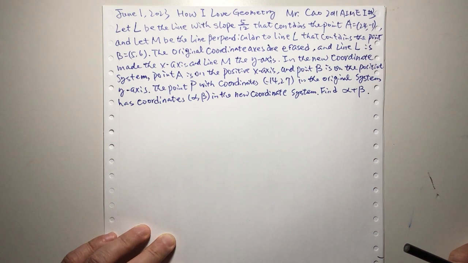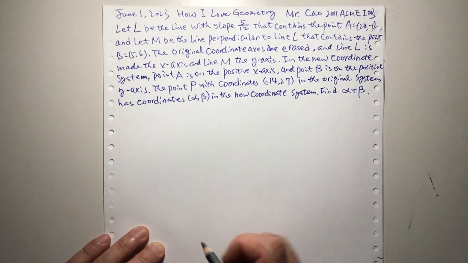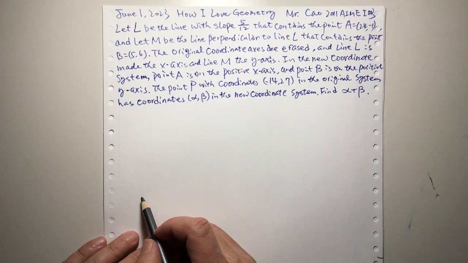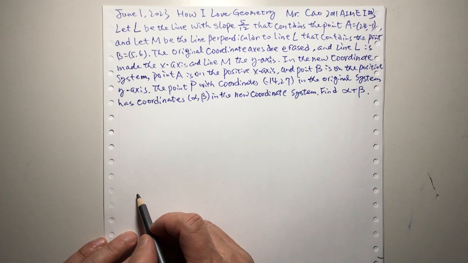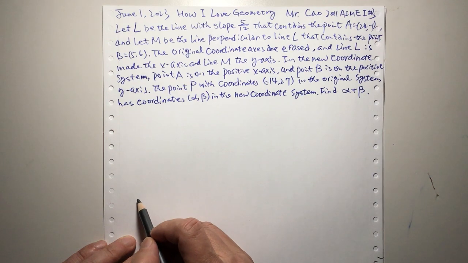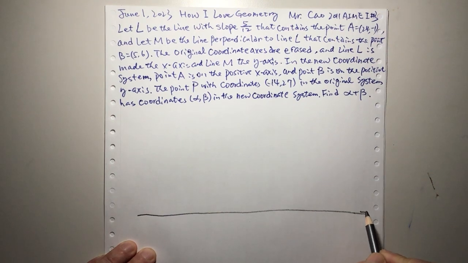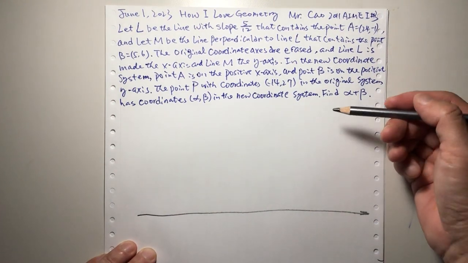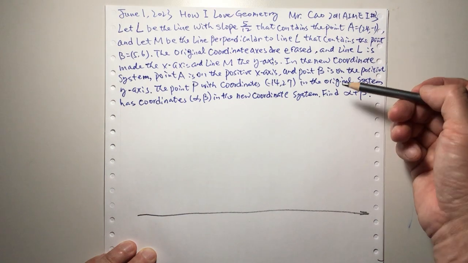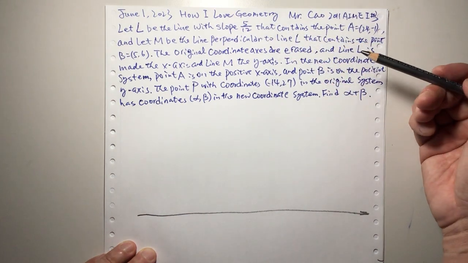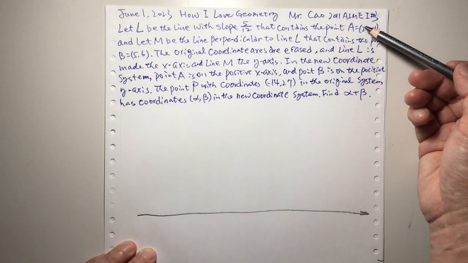I'm Mr. Chao. This problem is from 2011 AIME problem number 3. I will draw a scratchy diagram. The problem says L is the line with slope 5/12, so we can draw 12 and 5/12, and it contains the point A.